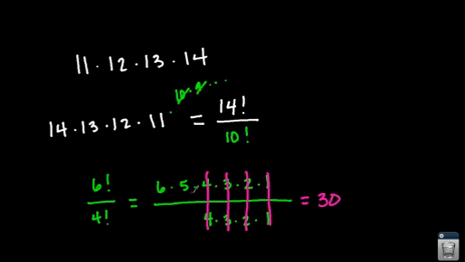Right? So what happens is when we divide by 4 factorial, what this is basically saying is we multiply the first two numbers of our 6 factorial, 6 and 5, together, and then every number after that through 1 makes 1. It divides itself out. So we're only multiplying these two together.